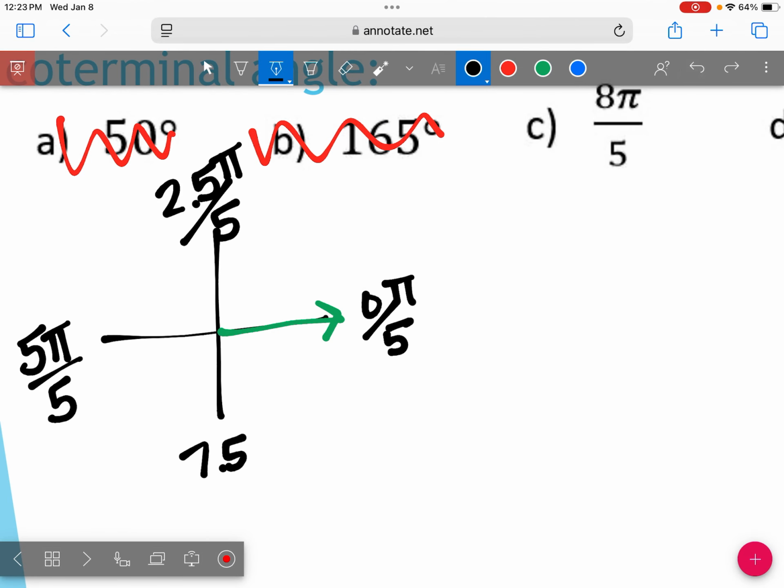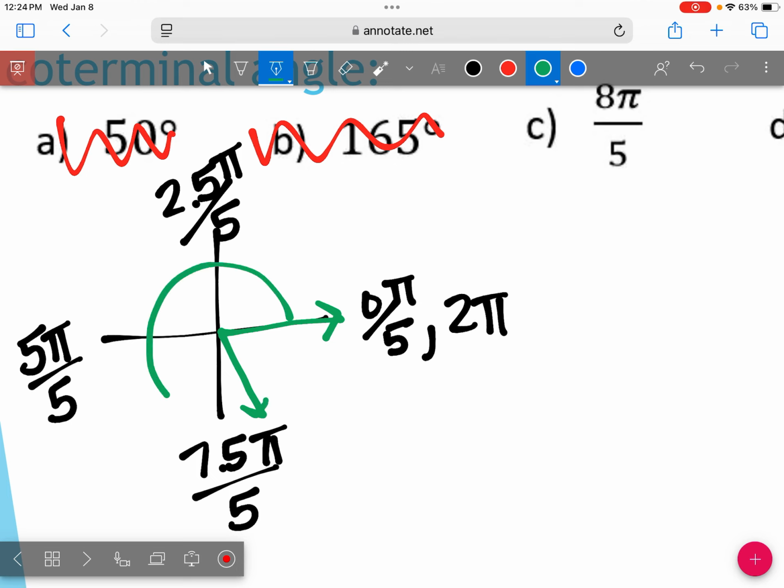So you kind of have to think of it as equivalent fractions. And then this would be the same as 2 pi. So now let's ask yourself, is 8 more or less than 7.5? More. So what quadrant am I going to fall in? 4. It's right here. That's my angle.